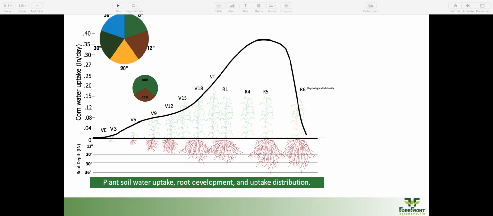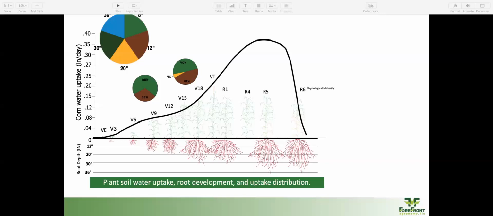As that plant continues to grow, it's adding more biomass above ground, and it's adding more biomass below ground. And we start monitoring that. We start understanding how much water extraction is coming from that top 8 inches, the next 12-inch zone, and we should start seeing some roots tapping into that 20-inch zone.